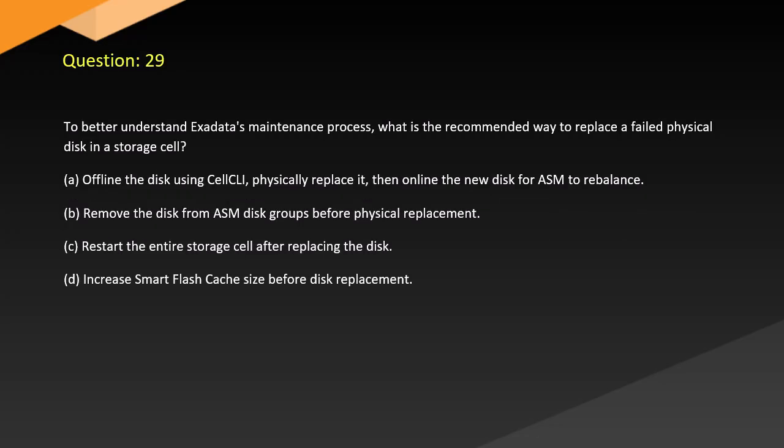Question 29. To better understand Exadata's maintenance process, what is the recommended way to replace a failed physical disk in a storage cell? A. Offline the disk using cellcli, physically replace it, then online the new disk for ASM to rebalance. B. Remove the disk from ASM disk groups before physical replacement. C. Restart the entire storage cell after replacing the disk. D. Increase Smart flash cache size before disk replacement.